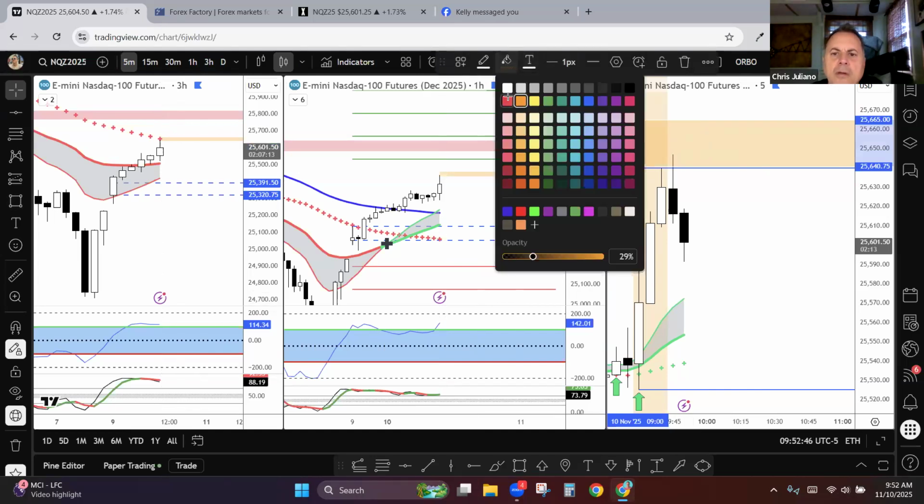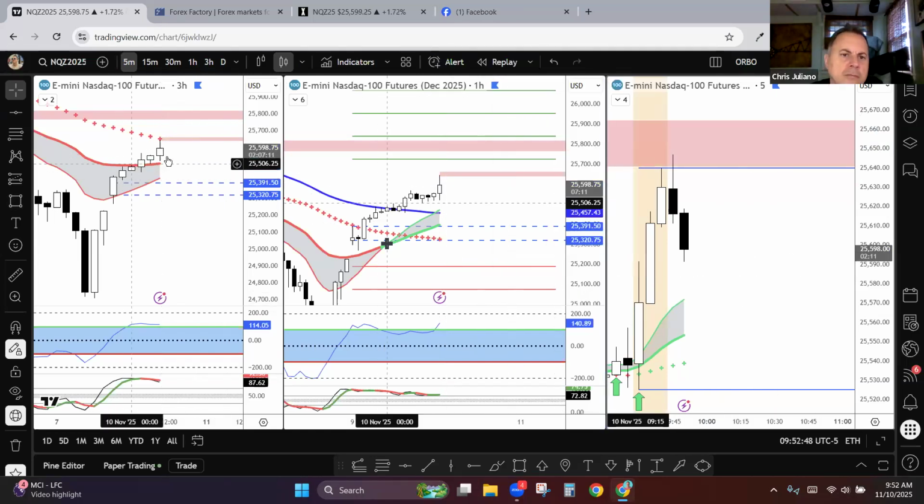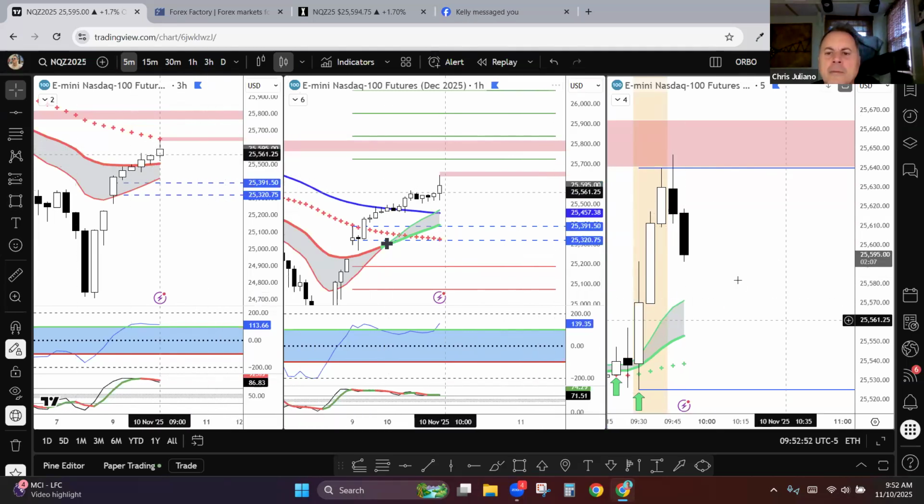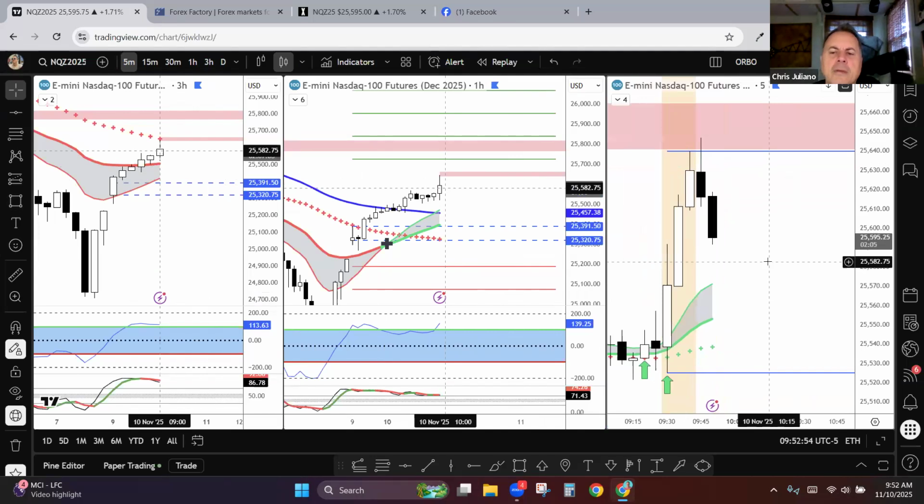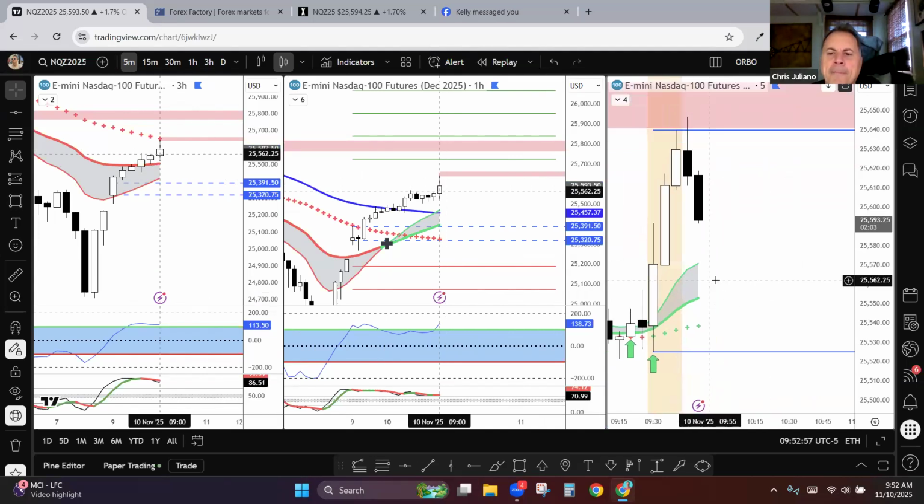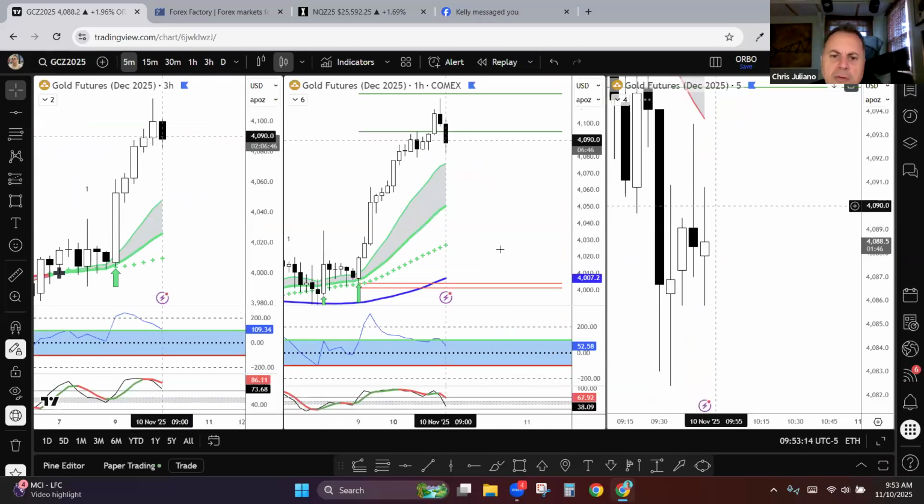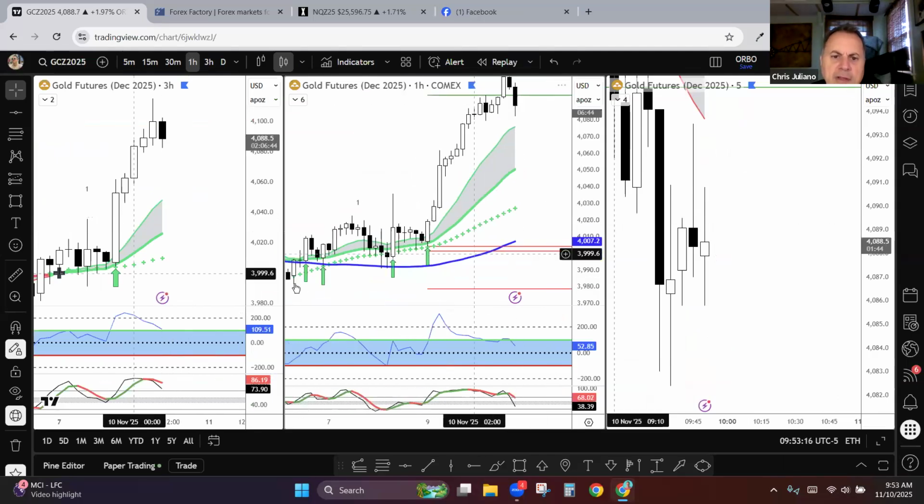Make it red. There it is. Really pulling back. What is gold doing? Gold is working out nicely.